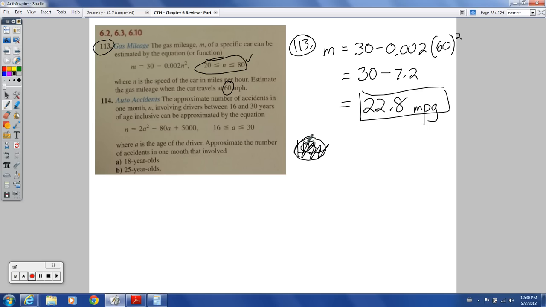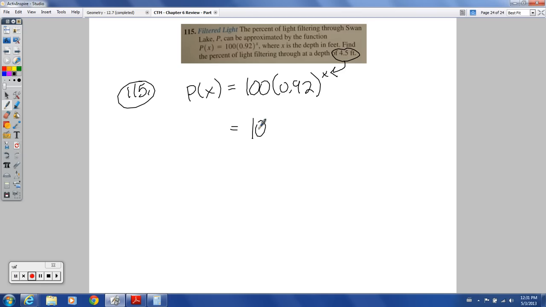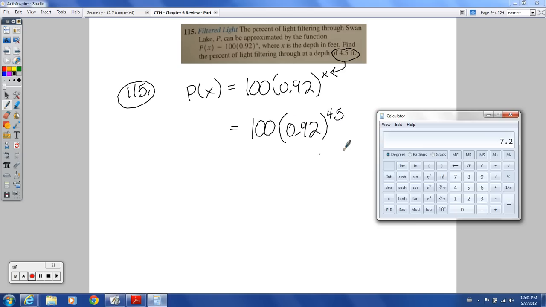And 115, that's on the next page. Sorry, that's the last one here. 115, the percent of light filtering through Swan Lake P can be approximated by the function. So here's our function. P of x is 100 times 0.92 to the x power, x is the depth in feet. Find the percent of light filtering through at a depth of 4.5 feet. So this is just a matter of taking that, plugging that in for x using a calculator to get what that answer is. So 0.92 to the 4.5 power.